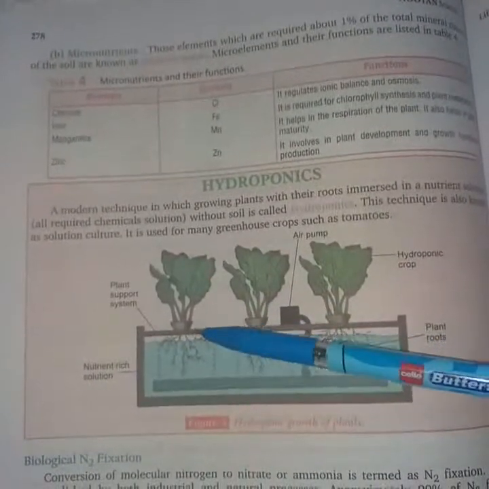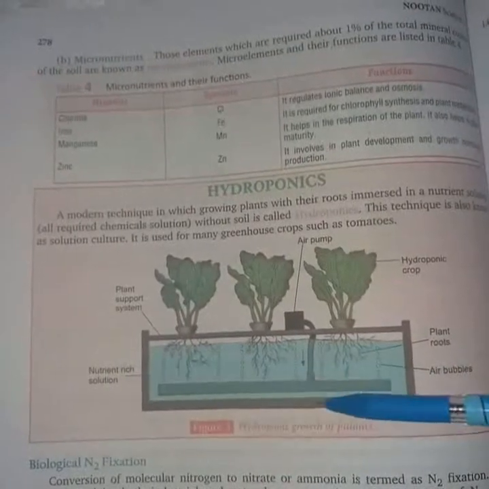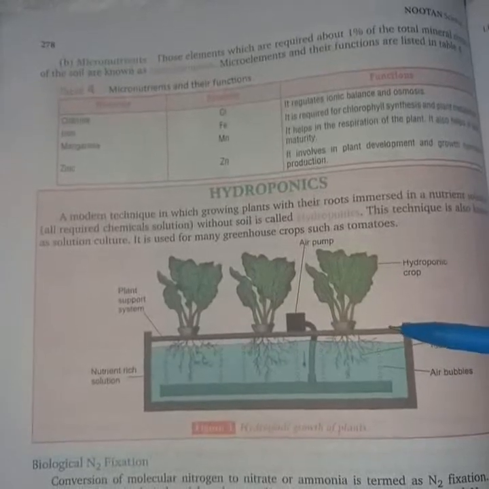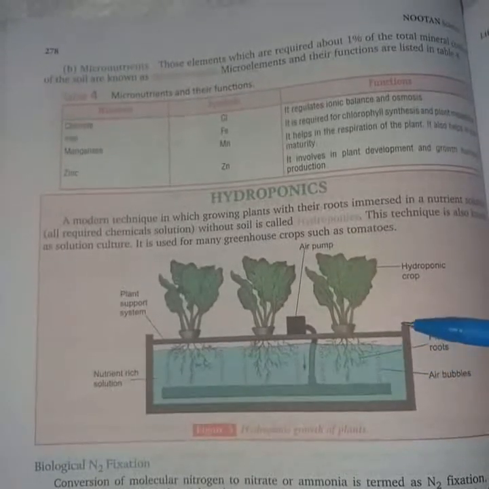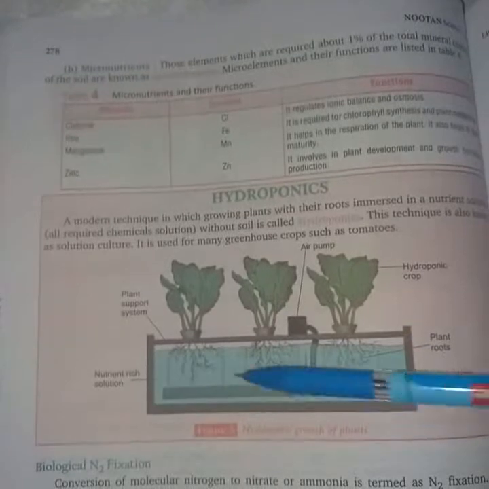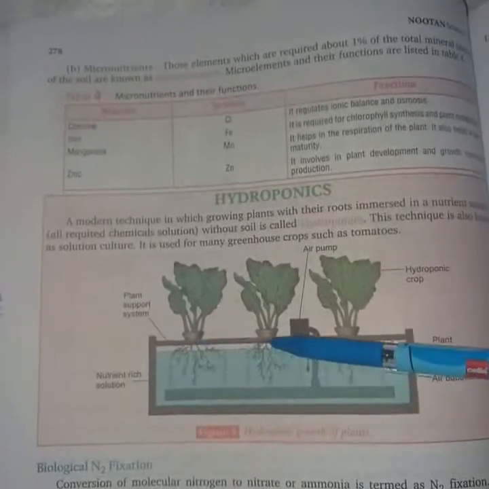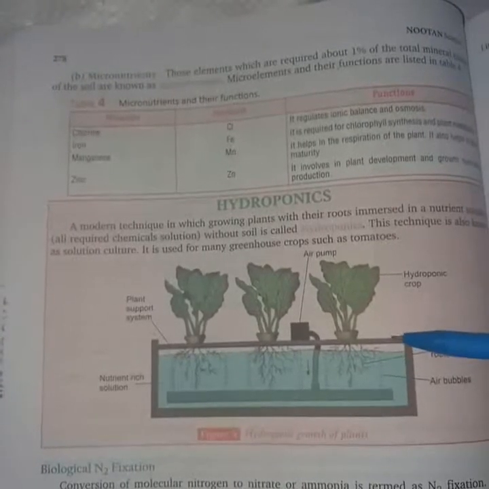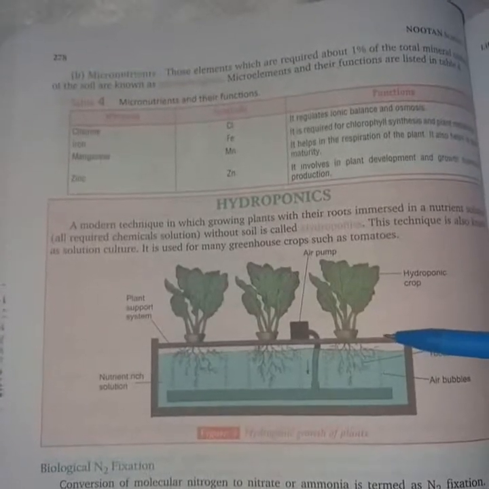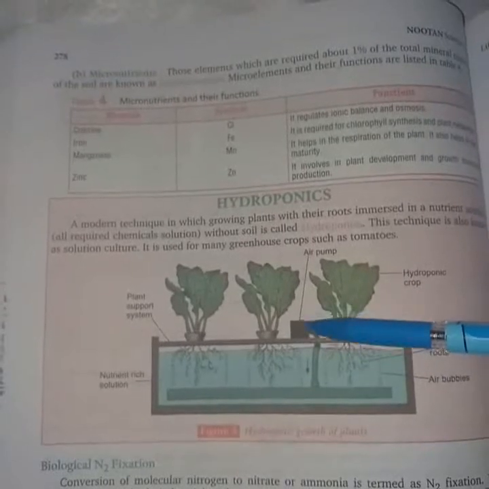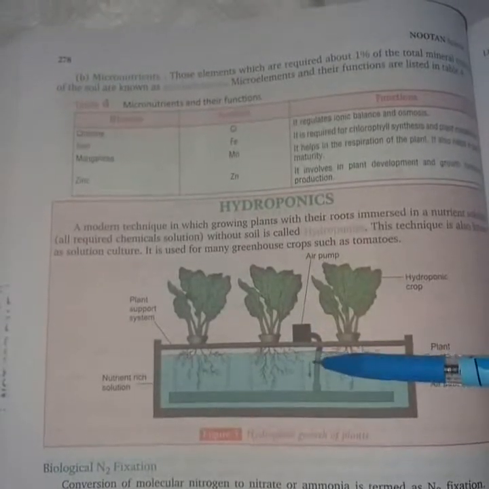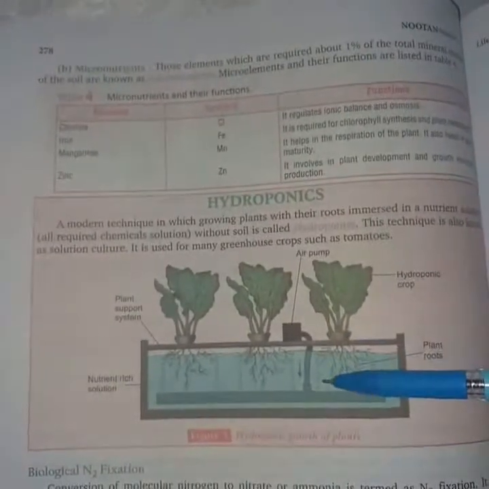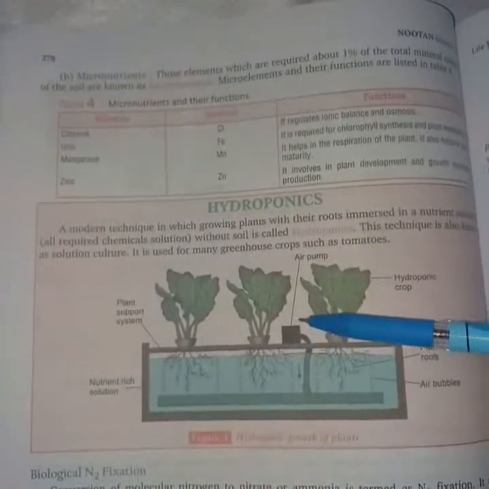Here we take a glass pot or glass box, which is the plant support system. These are the air pumps, because all living organisms require air, so it is the air pump.